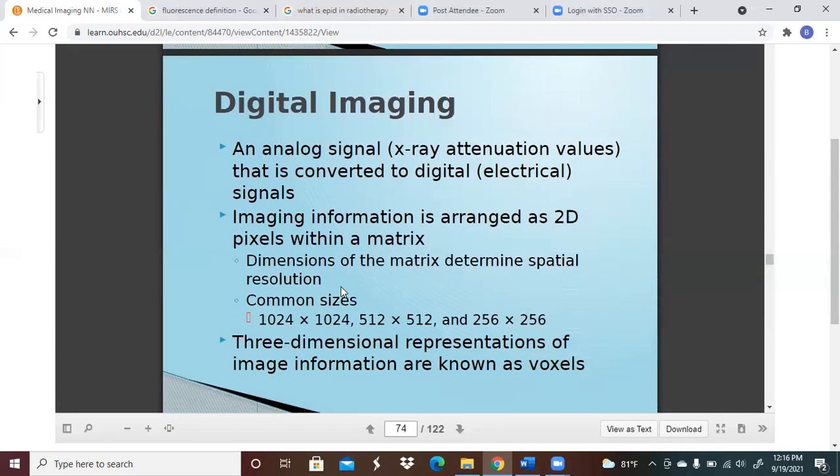Now we're going to start moving a little bit more into the more advanced areas of medical imaging. So for digital imaging, we've got an analog signal that's going to be converted to a digital signal. And the imaging information is arranged in 2D pixels with a matrix. These are your common sizes. If you're looking at it in three dimensions, the representation is going to be known as voxels, voxels for volume.